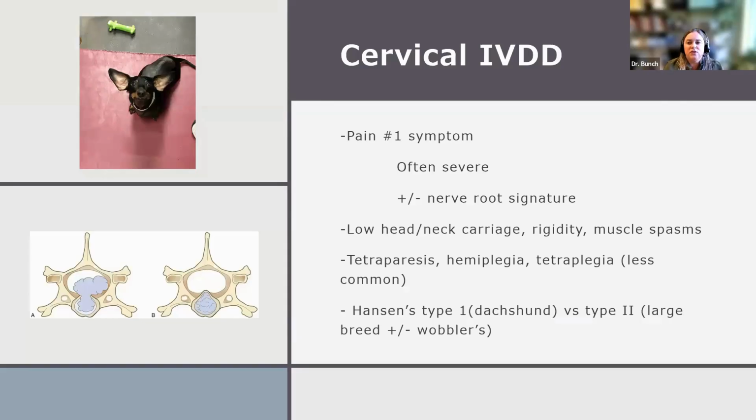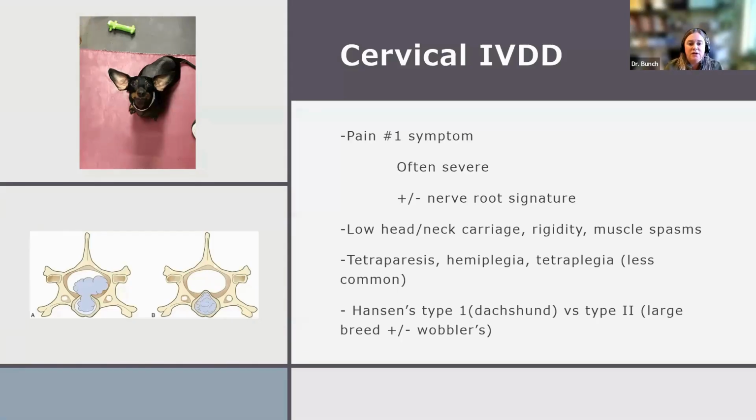So when we look at cervical intervertebral disc disease, most commonly, pain is going to be our number one symptom. When I look at the spine, dogs that come in with pain from intervertebral disc disease generally are more severe when it's cervical. Yes, it absolutely can be severe in the thoracolumbar area as well, but boy, these neck dogs just seem so uncomfortable. It's often severe, and it may have a nerve root signature, right? So it may refer down one limb more than the other. Again, low head and neck carriage, rigidity, muscle spasms, reluctance to move the head in different directions.